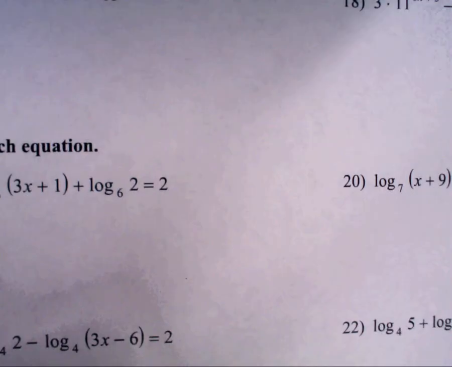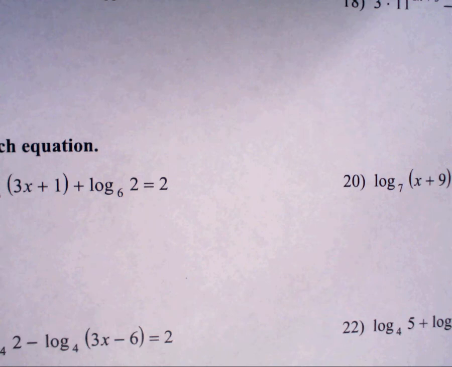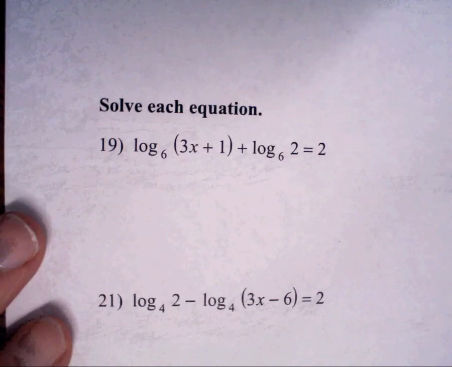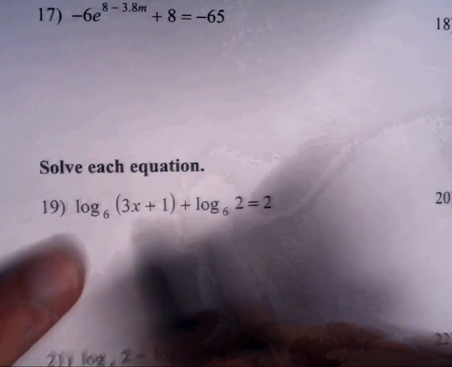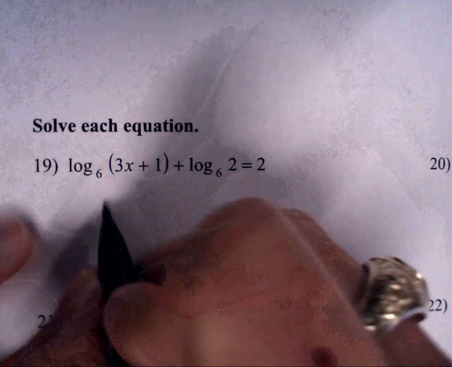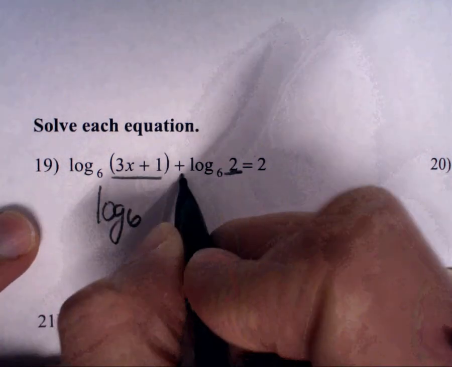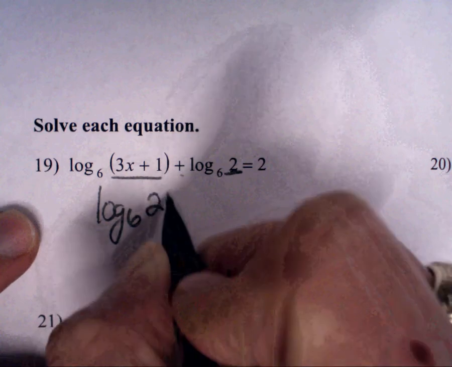So we'll do 19 and 21. All right, so one like this. Notice that this 2 doesn't have a log, so I can't just drop the logs and solve. So instead, I'm going to bring together these two logs. These two are adding, so I'm going to multiply what's behind each log, set it equal to 2.